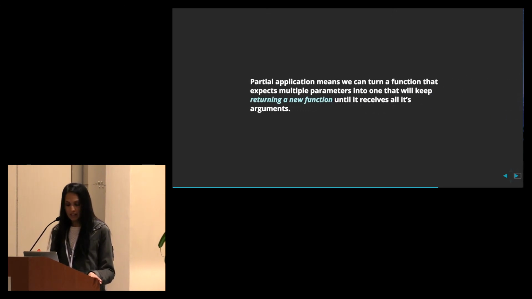Third suggestion, almost there, partial application. So this is another way to use functions as first-class citizens. Partial application means we can turn a function that expects multiple parameters into one that will keep returning a new function until it receives all its arguments. That's a whole lot of mouthful, so let's see what it means.